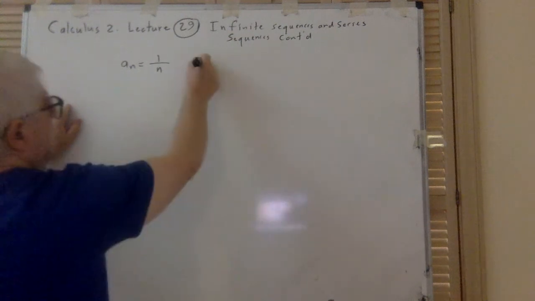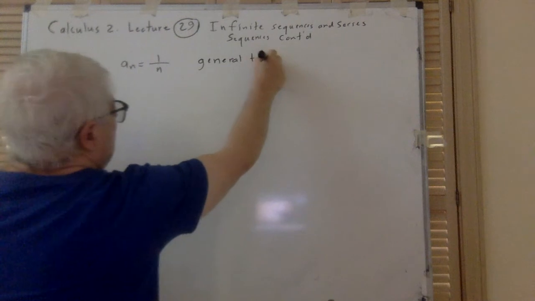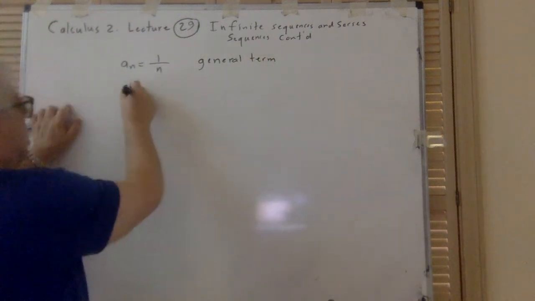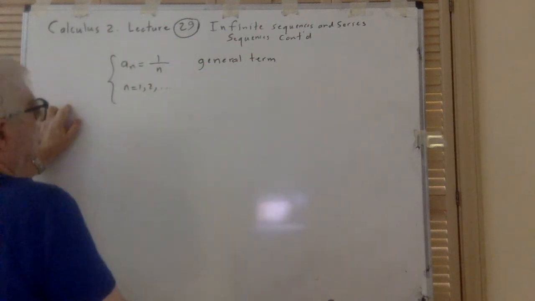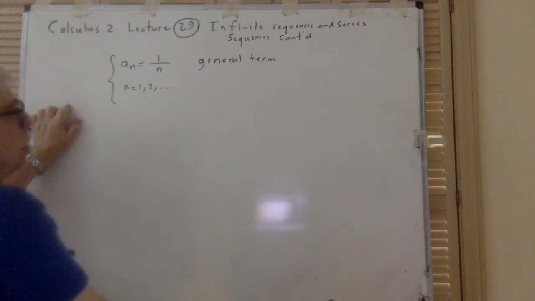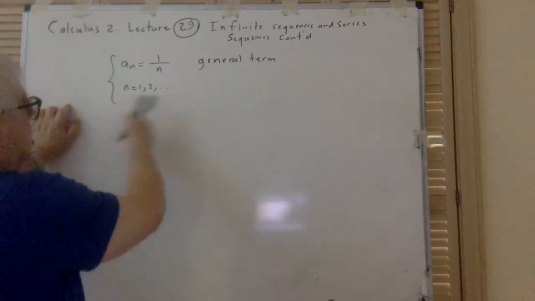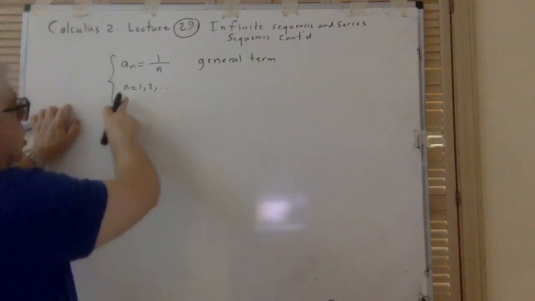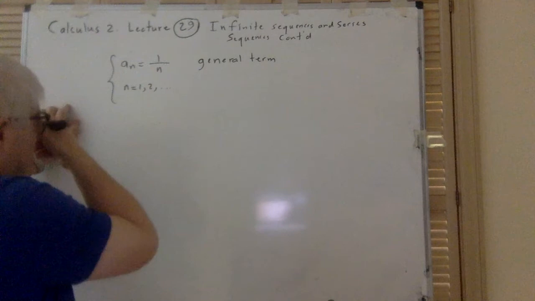If I graph this, where a_n is 1/n, we usually write the general term, and we also indicate where it starts. So I say n starts at 1. It definitely cannot start at 0 because 1/0 is not defined. So that's the general term, and we should say where the index starts and how it goes on: it starts at 1, then goes to 2, and goes on to infinity.